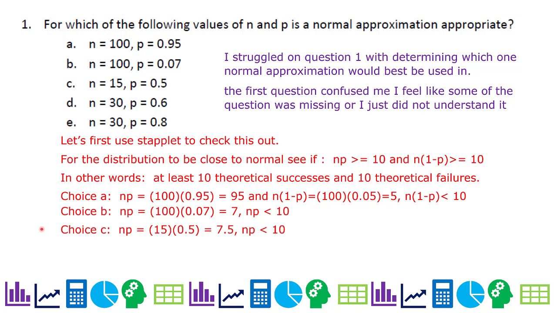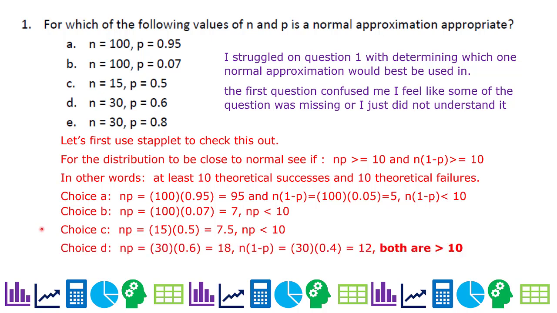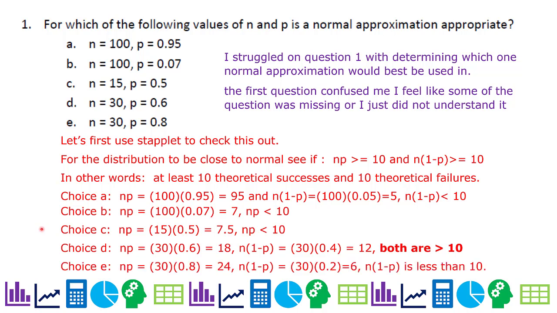For C, I also have less than 10 theoretical successes. I only have 7.5, so move on. For D, I have 18 theoretical successes, and so I have to check failures, and that's 12. Both are greater than 10, so D looks appropriate. And then finally, for E, I have enough theoretical successes at 24, but I only have 6 theoretical failures. So the correct answer is D.